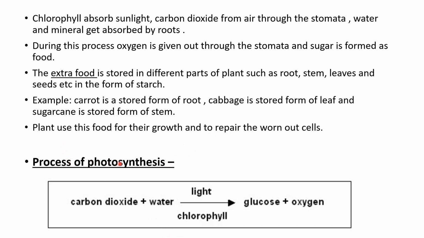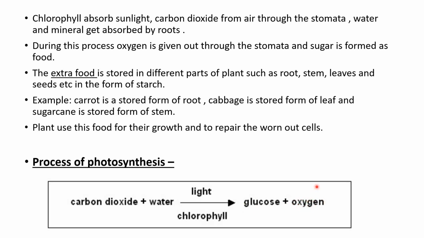Now, what is the process of photosynthesis? Here you can write in a chemical formula form: carbon dioxide plus water. These are the two reactants. They react with each other in the presence of sunlight and chlorophyll. So always write the sunlight and chlorophyll above and below the arrow. Then what products are obtained? The products obtained are glucose and oxygen.